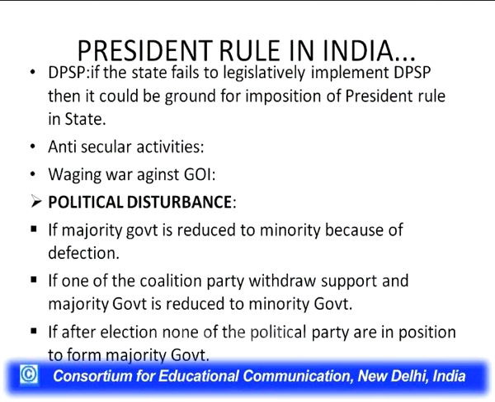The other possibility is, suppose one of the coalition partners of such a coalition government withdraws support and the majority government is reduced to minority government, then in that case also Article 356 may be invoked by the president, and the governor may be asked to run the administration of that particular state until the alternative arrangement is worked out. So, it is the responsibility of the governor of that state to explore all the possibilities of forming a more viable government.